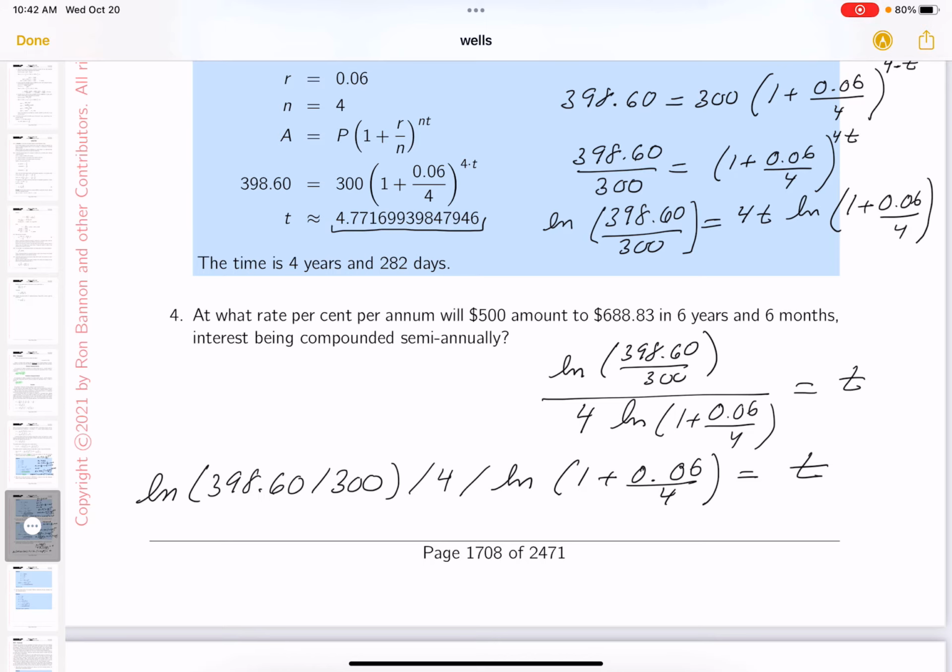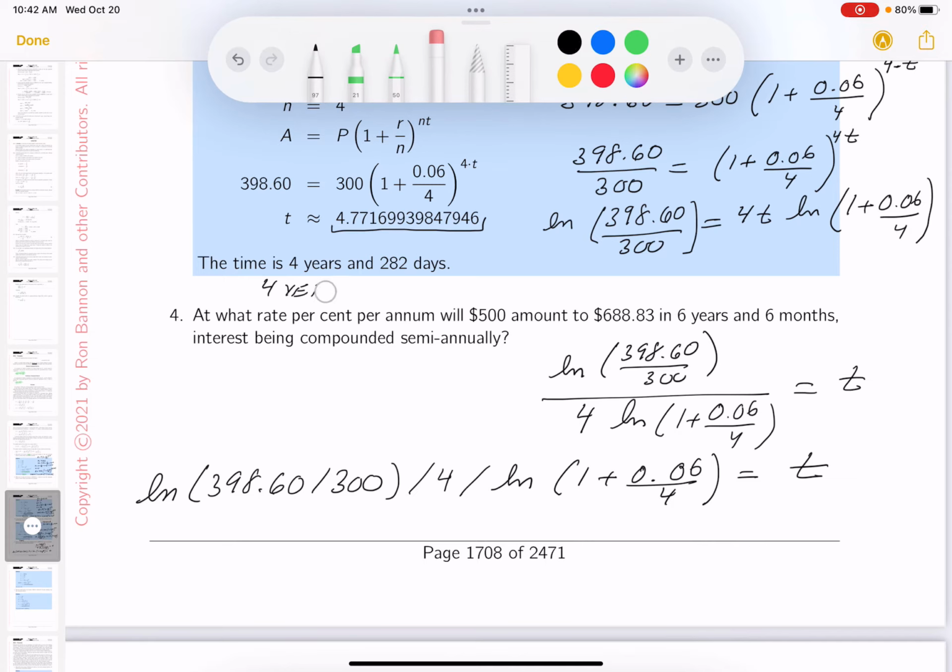So what I'm going to claim over here is that I don't think you'd speak to someone that way. Like if someone asked how many years and you said, oh, it's going to be 4.77169939847946946, they'd think you're crazy. So what do I know? I know it's 4 years. I know that much. Whoops, I spelled years wrong. Let me correct that.